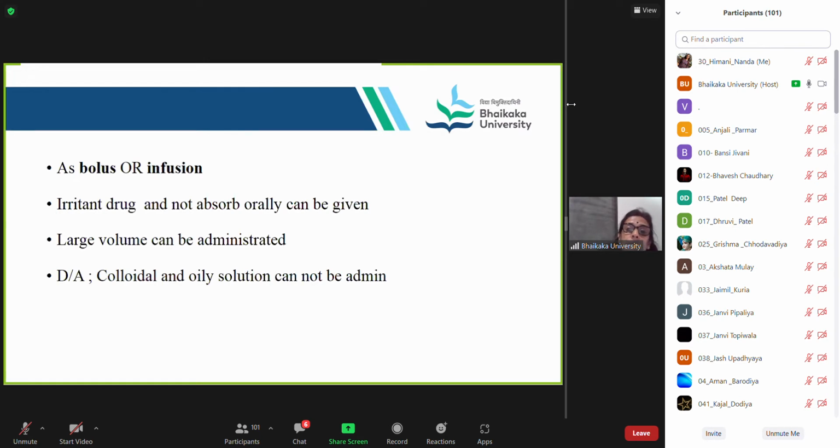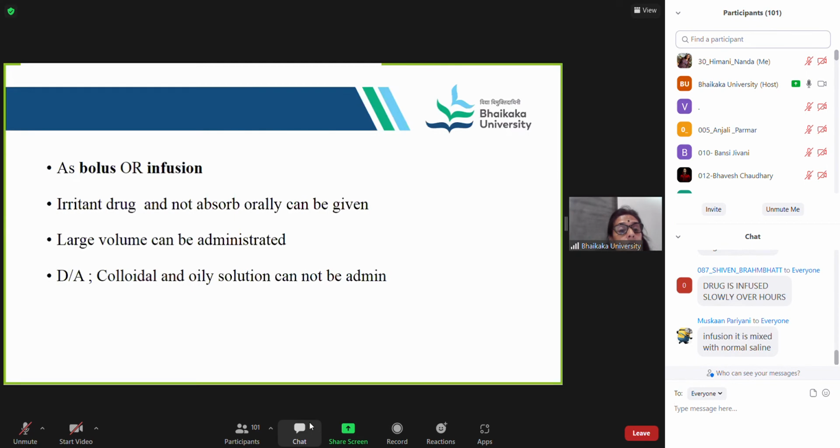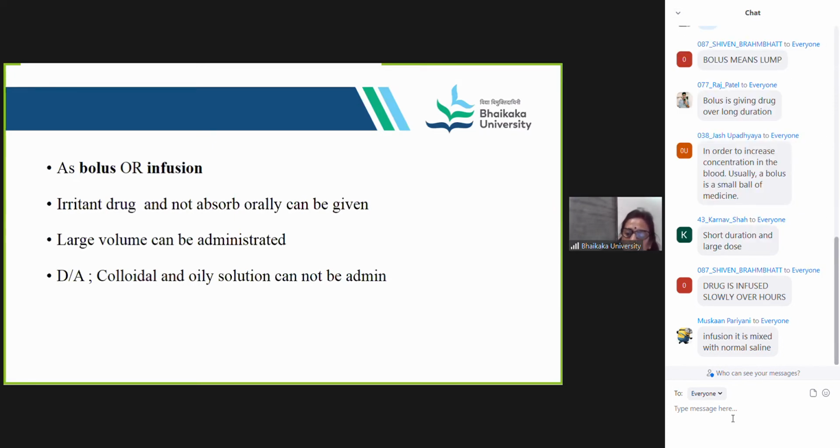Okay, fine. Now concentrate on the other points. Large volume can be administered intravenously. If you want to give a large volume, you can give a bolus, or you can use infusion also. The only disadvantage is that oily solutions or colloidal solutions cannot be administered via the intravenous route. So again, please remember that the drug factor and the patient factors are very important in deciding the route of the drug.